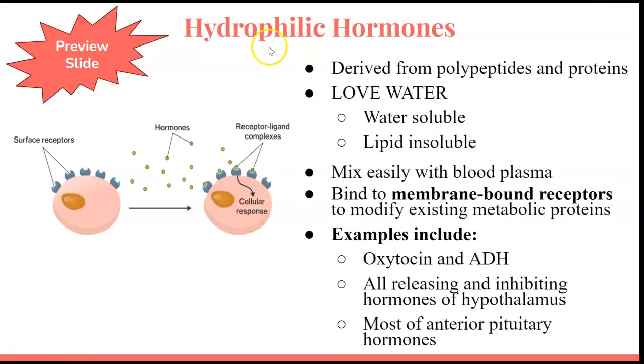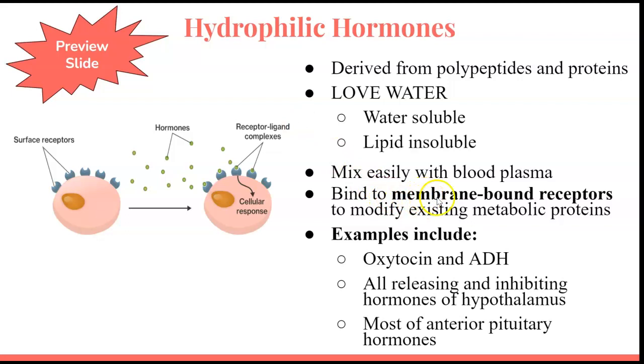Now we have hydrophilic, right? So philic, right? This means that they love water. So hydrophilic hormones are made from polypeptides and proteins. So they love water, so they're water soluble, but lipid insoluble. So that's why hydrophilic hormones cannot cross that bilipid membrane, right? So they don't actually come into the cell.